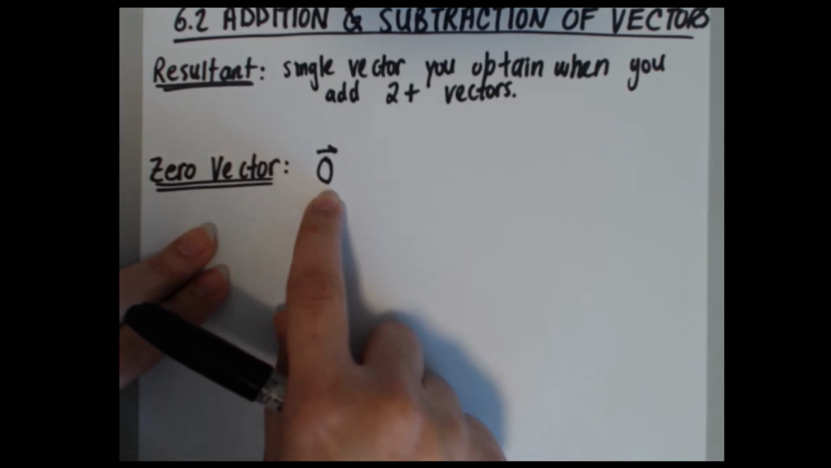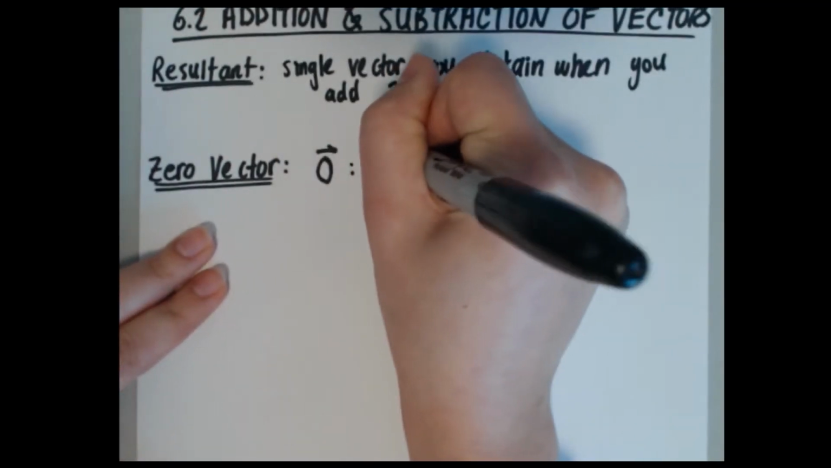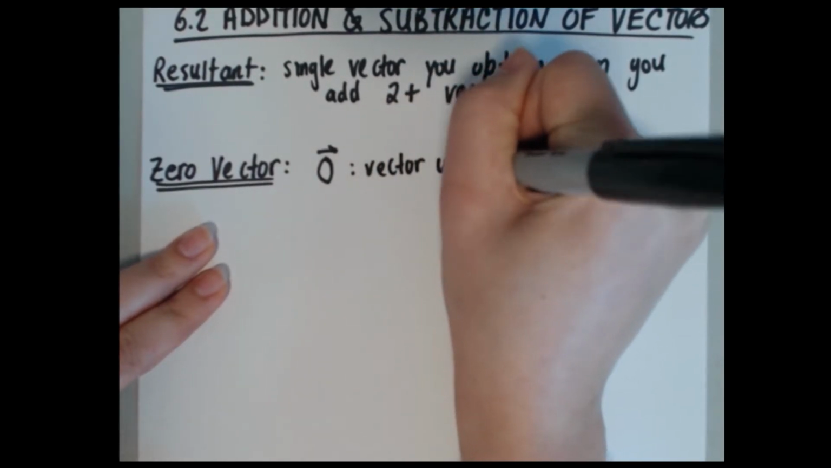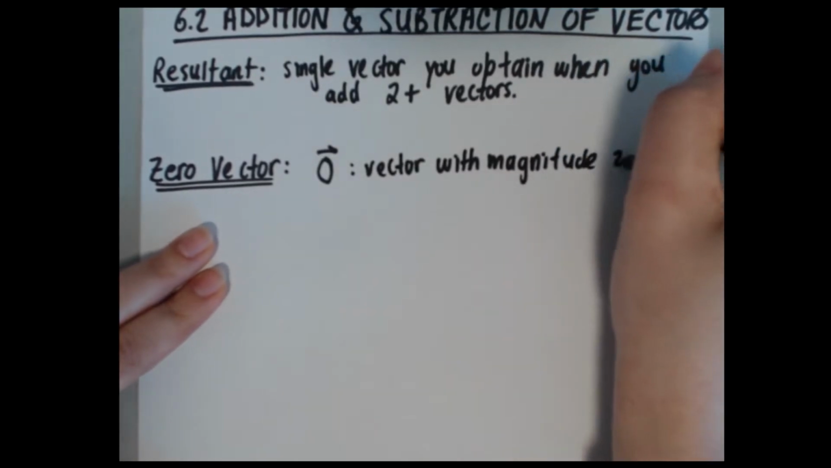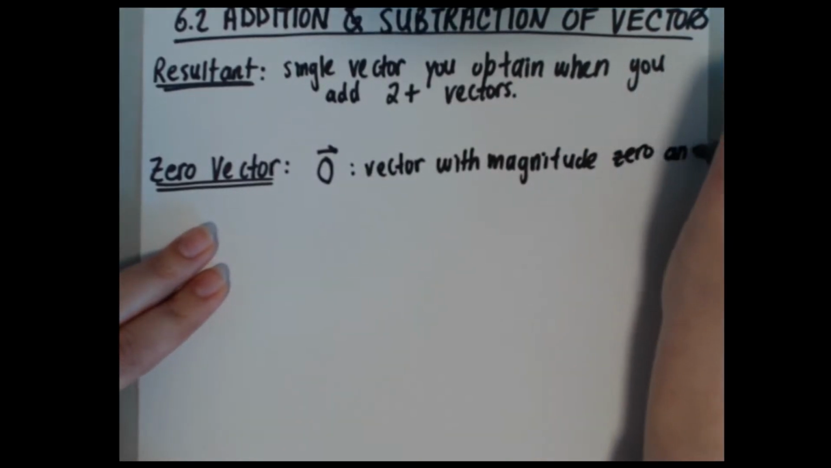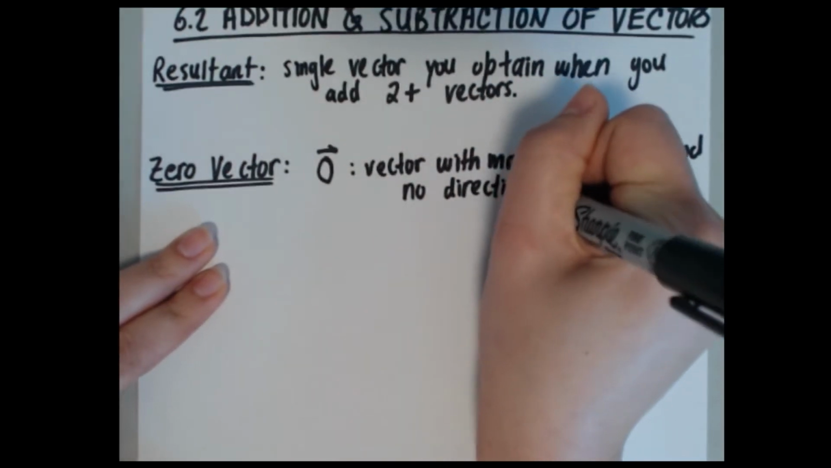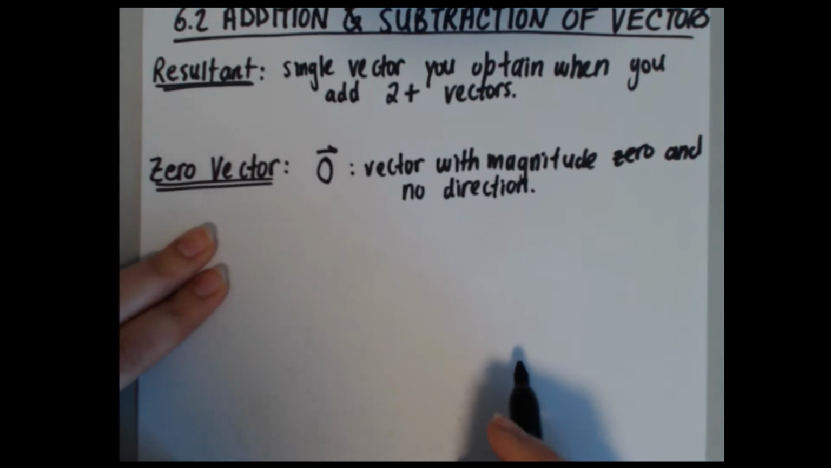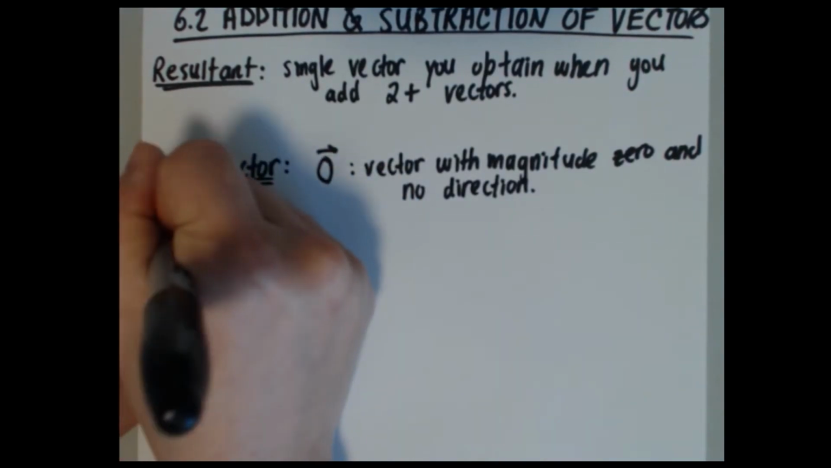Your displacement is 0. Okay, so the zero vector, this is a vector with magnitude 0 and no direction. Okay, remember what a vector is. A vector is a quantity that has both magnitude and direction. So if you don't have a magnitude, imagine an arrow that has no length. It can't point anywhere. So we're going to move into example 1.